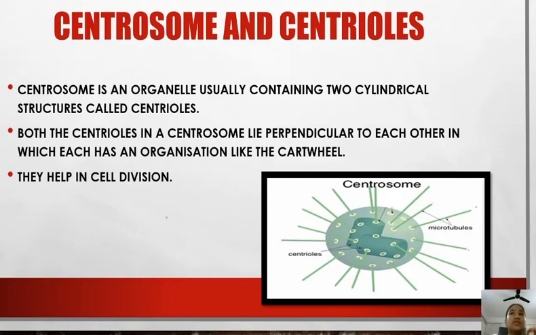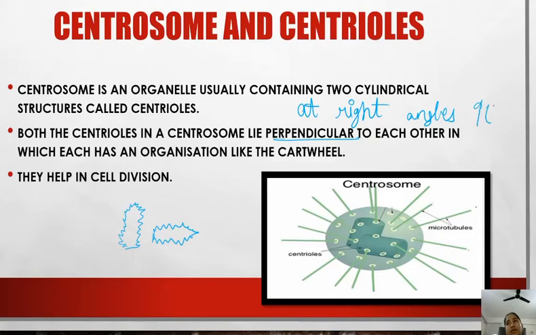Do not get confused between chromosomes and centrosomes. They are completely different from each other. Centrosome is an organelle usually containing two cylindrical structures called centrioles. The centrioles lie perpendicular to each other, and each has an organization like a cartwheel. They lie at right angles, 90 degrees, and they help in cell division.